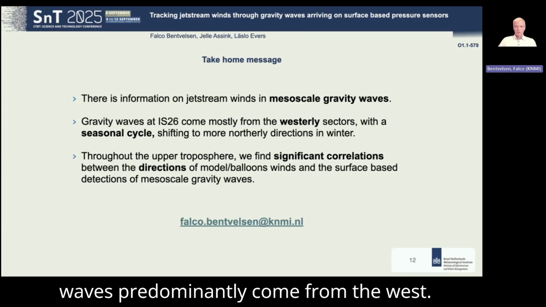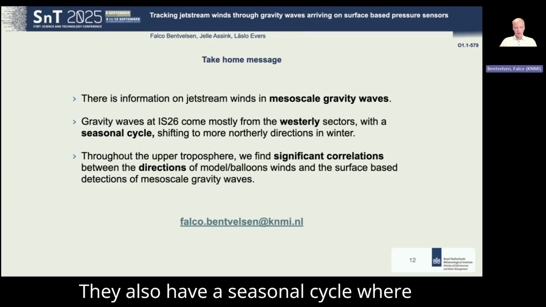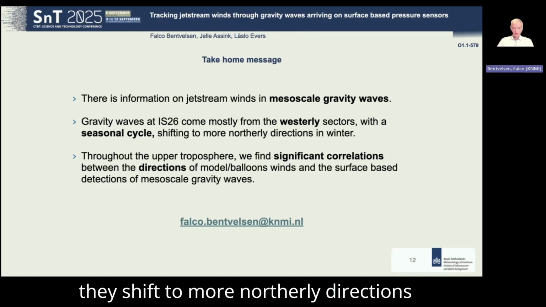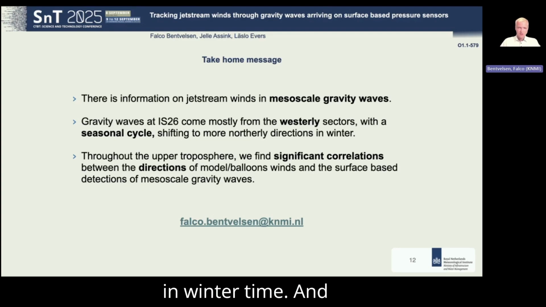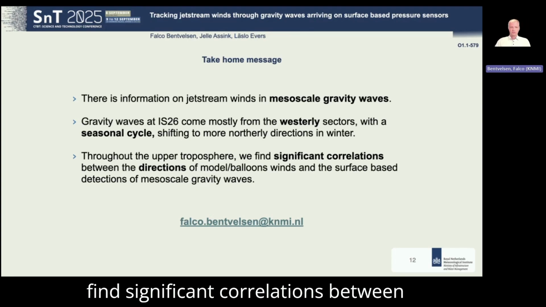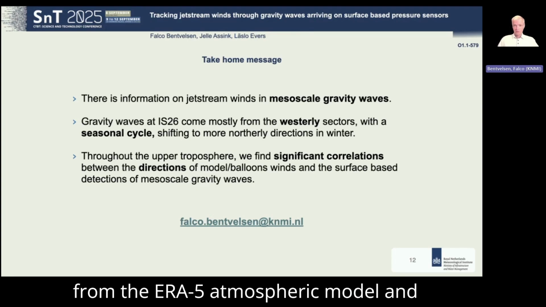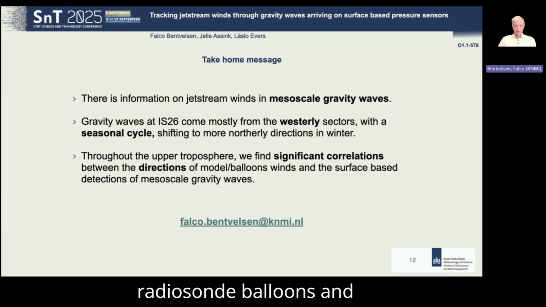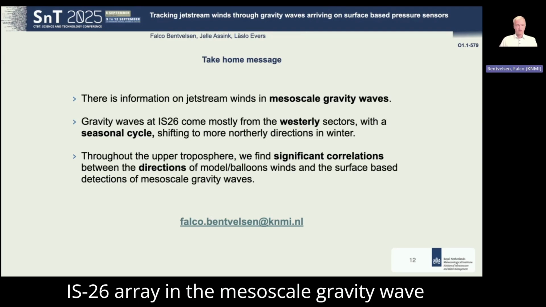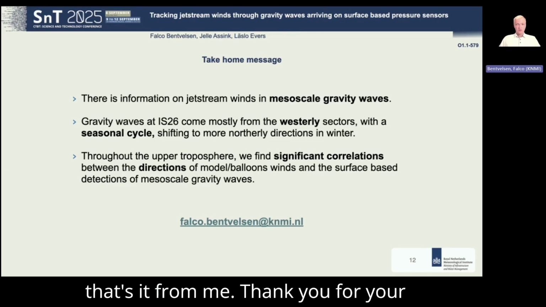The gravity waves predominantly come from the west, but they also have a seasonal cycle where they shift to more northerly directions in wintertime. And all throughout the upper troposphere, we find significant correlations between the directions of what we find from the ERA5 model and radiosonde balloons and what we can observe at the IS-26 array in the mesoscale gravity wave band. So that's it from me.